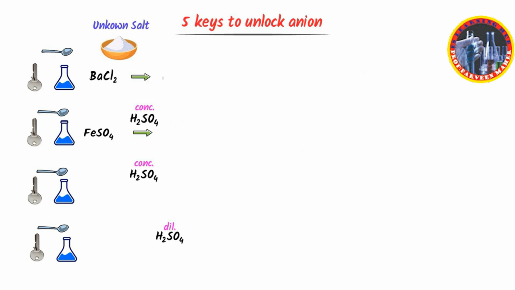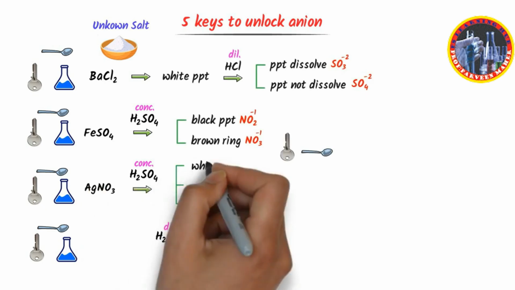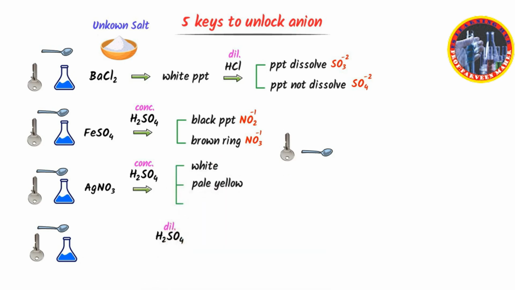Then we will use the third key. In the third key, we add silver nitrate and concentrated sulfuric acid. We get three possible answers: white color, pale yellow color or yellow color. I write the halogens in ascending order.